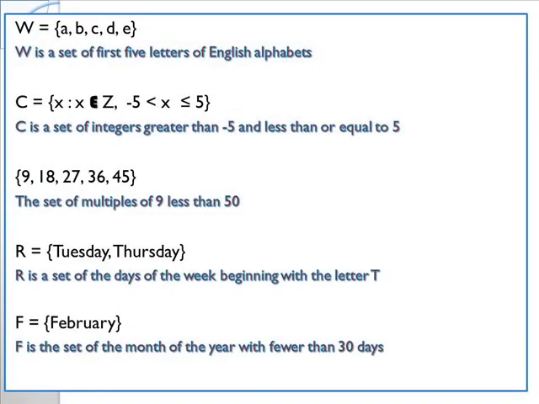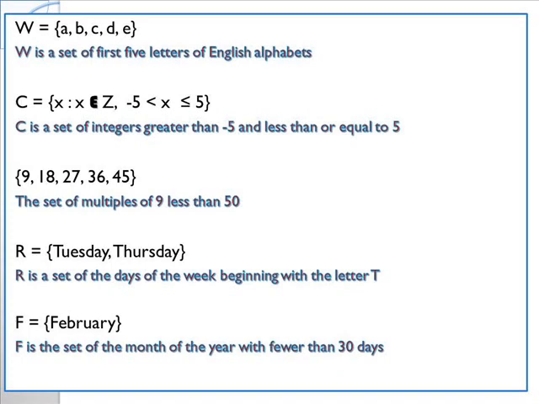We have W = {a, b, c, d, e}. W is a set of the first 5 letters of the English alphabet. Then we have C = {x : x ∈ Z, x > -5 and x ≤ 5}. Here the set is given in set builder notation, and we will simply describe it by using words and write: C is a set of integers greater than -5 and less than or equal to 5.